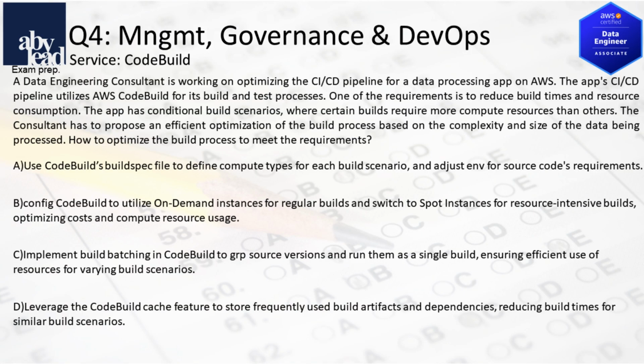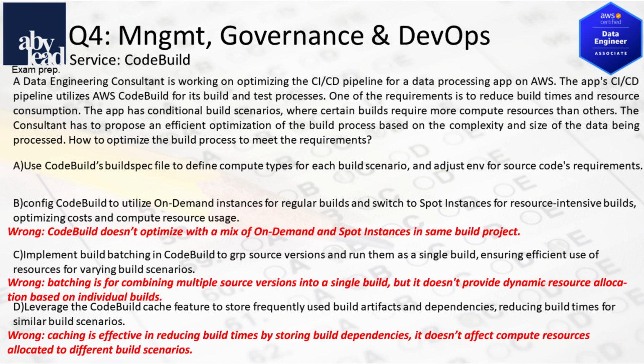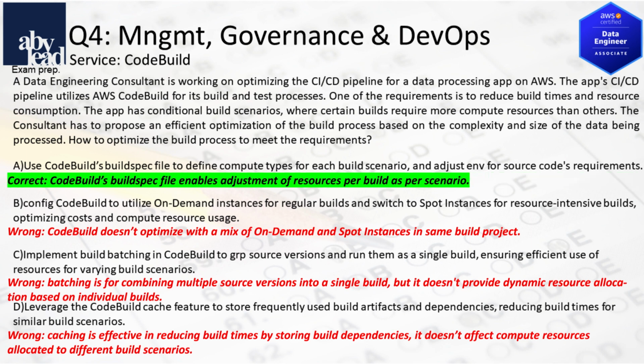Question 4. You need to optimize CodeBuild resources and build time. Wrong is to optimize with a mix of on-demand and spot instances in the same build project. Not better is batching of individual builds without dynamic resource allocation. And caching improves performance, but it doesn't affect compute resources. Best is to use CodeBuild's buildspec file to adjust allocated build resources.